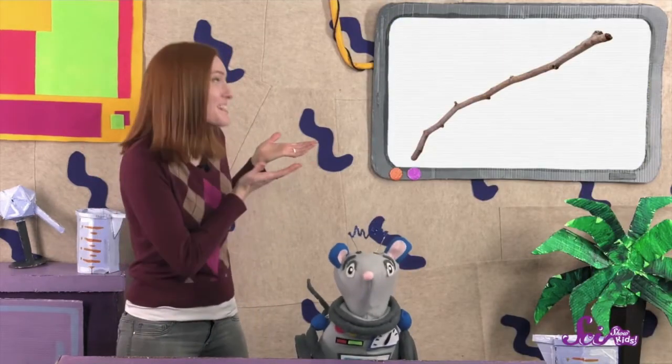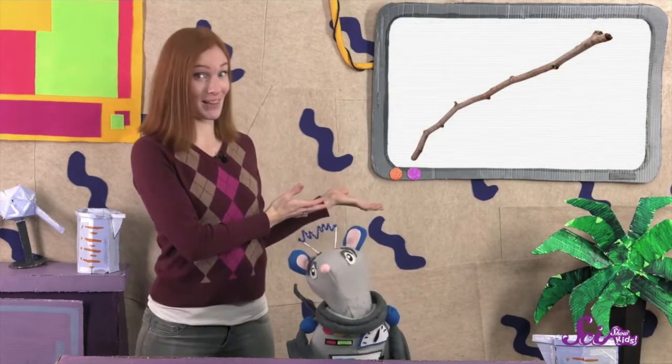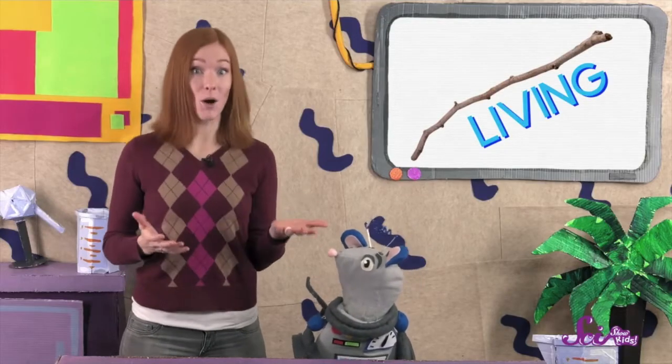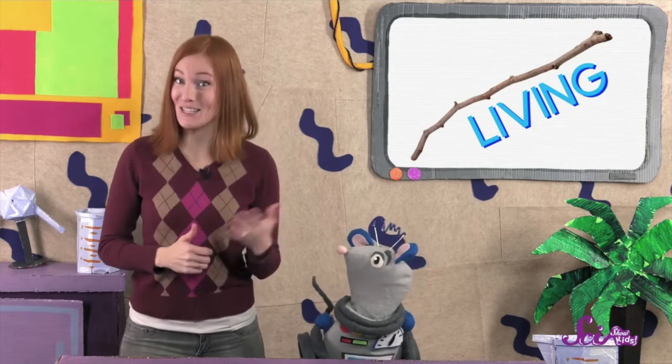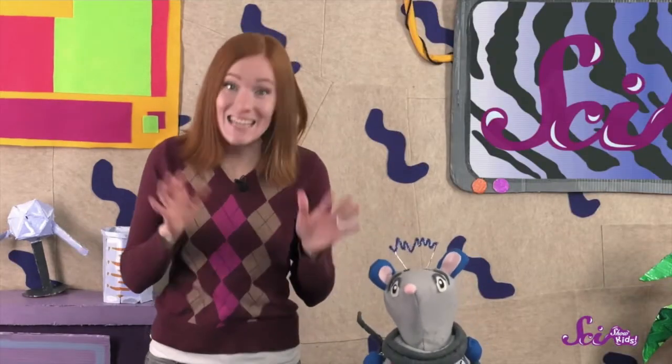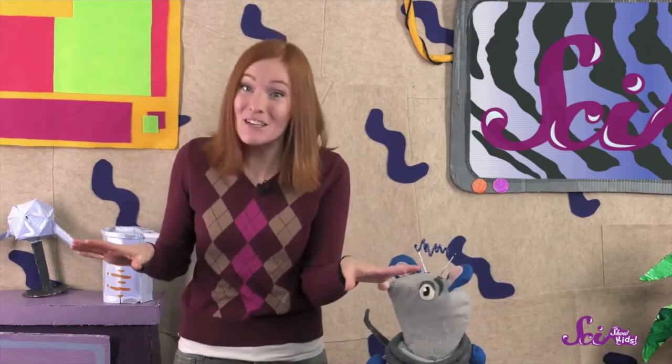Okay, what about this stick? Is it living or not living? If you said living, you're right. This stick is living because it was once part of a tree. And since the tree is a living thing, then the stick can also be called a living thing. So you can use these easy rules to study everything you see around you.